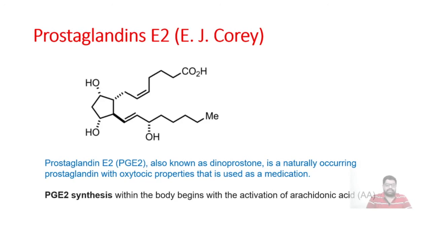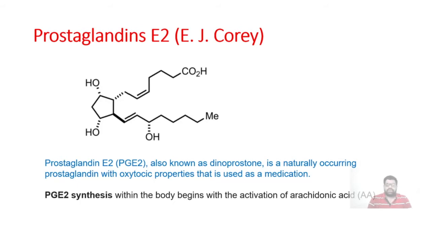So what are prostaglandins and how are they affecting our body? Prostaglandin E2, or simply PGE2, is also known as dinoprostone. It is a naturally occurring prostaglandin with oxytocic properties that is used as a medication. Birth related problems and sicknesses can be caused by prostaglandin E2. PGE2's natural synthesis in the body begins with the activation of arachidonic acid, or simply AA.